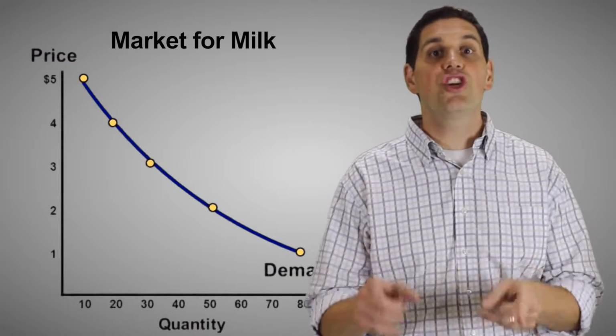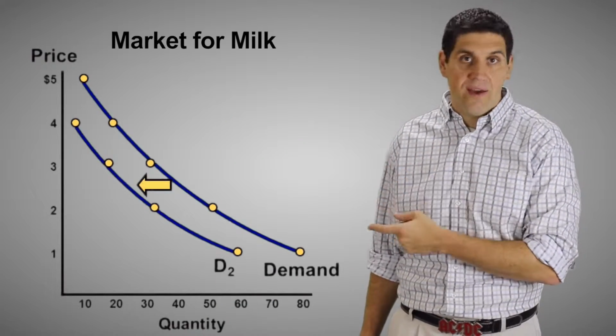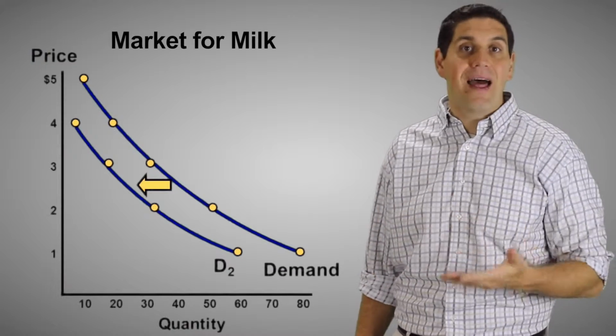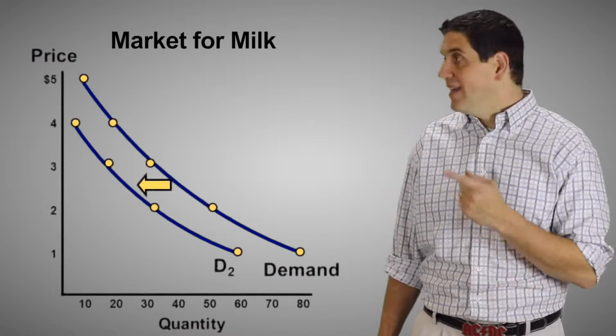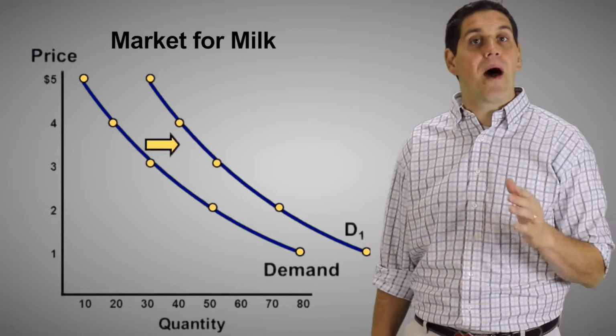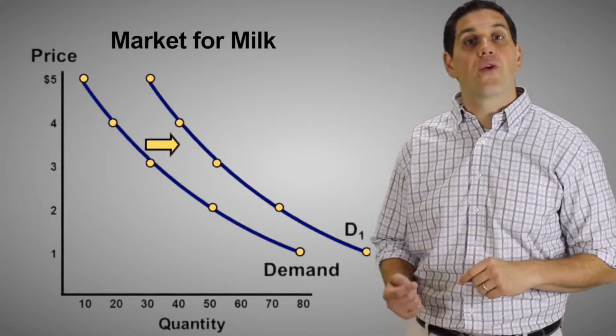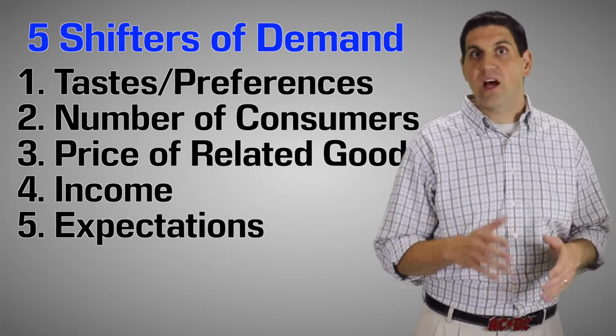For example, let's say a study comes out that says milk causes baldness. That would cause the entire demand curve to shift to the left. At every single price, people are going to buy less, and so the curve shifts to the left. That's called a decrease in demand. The opposite is an increase in demand, and so at every single price, people want to buy more, so the demand curve shifts to the right. Now there's 5 shifters or determinants of demand.